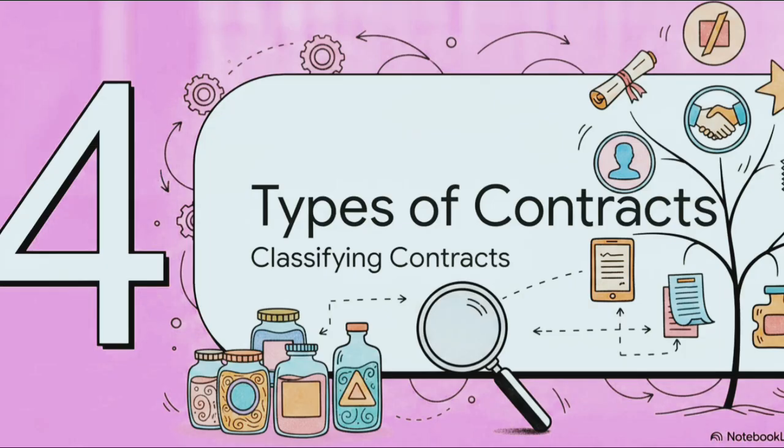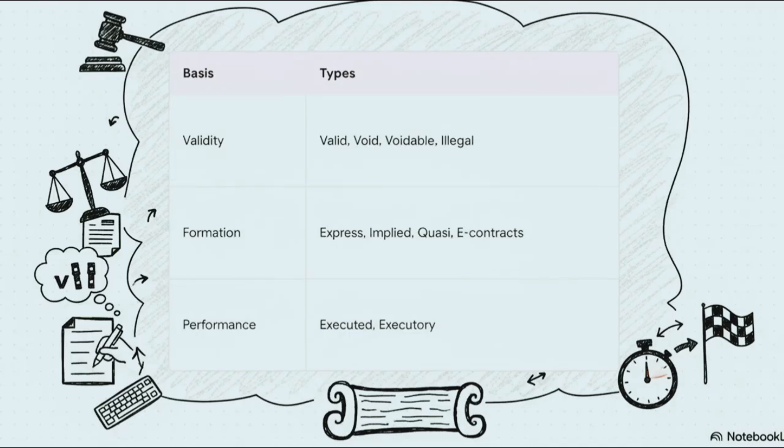Section 4. Types of contracts. Because contracts definitely aren't one size fits all. Let's organize the chaos and look at the different flavors they come in. This framework beautifully illustrates the entire landscape of contracts. We classify them on three bases: validity, formation, and performance.